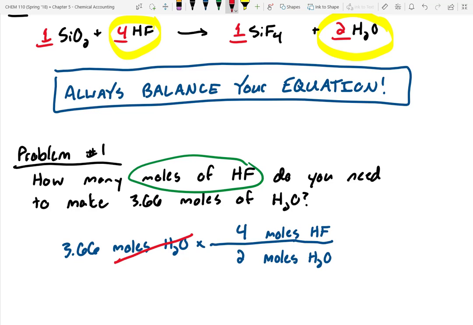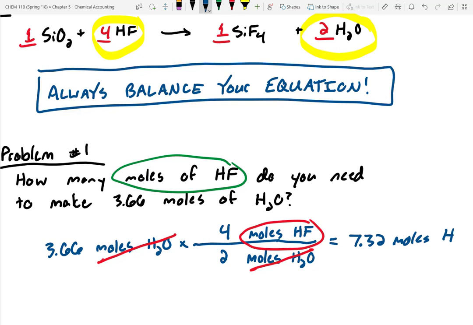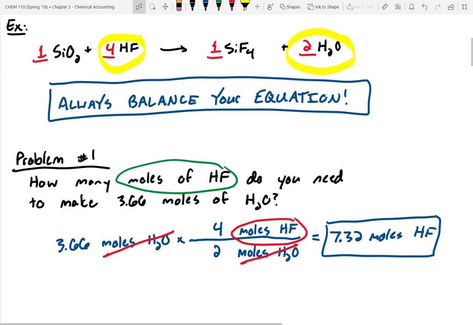We can cancel out moles of water and get our moles of HF out as our final answer. So really, when we do this, it's like multiplying by 2. That gives you 7.32 moles of HF. Had we not balanced our equation, we wouldn't have gotten the right answer, right? We needed to know that ratio before we could do any of this math. Does that make sense? All right, so let's try another one.